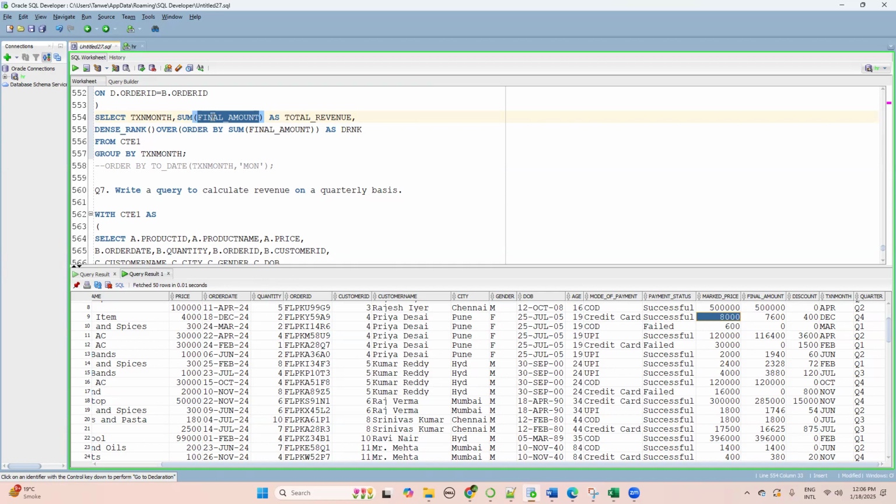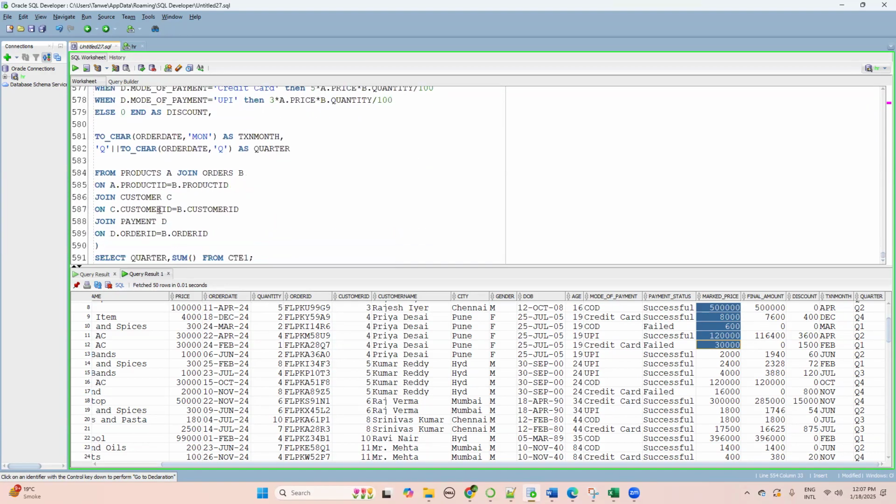If you are deriving that sum on the mark price, see, take this example: the mark price is 8,000 but how much has the customer paid? 7,600 only. Why? Because they are giving 400 discount, because he has paid through credit card. So if you are deriving the total revenue based on the mark price, obviously you will be showing a higher number because you have given a discount. So you have to find the total based on the final amount, right? So that is why here you have to find it based on the final amount.